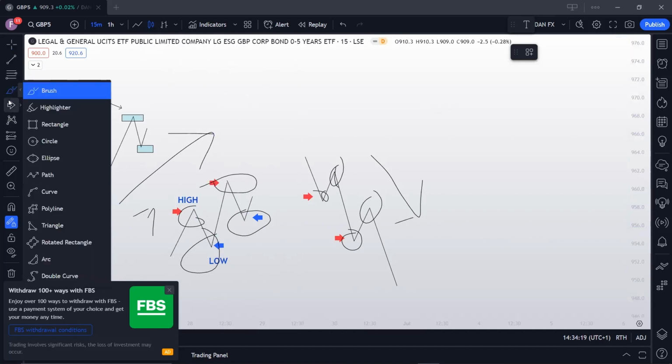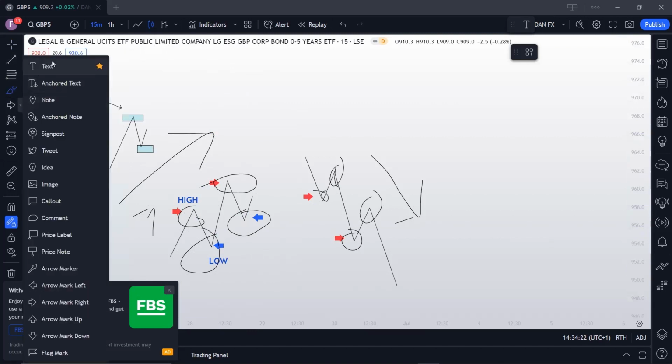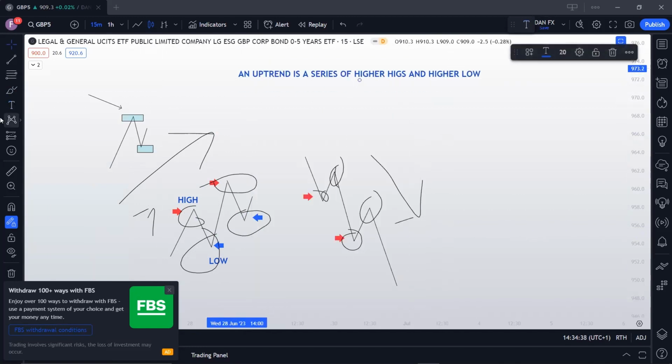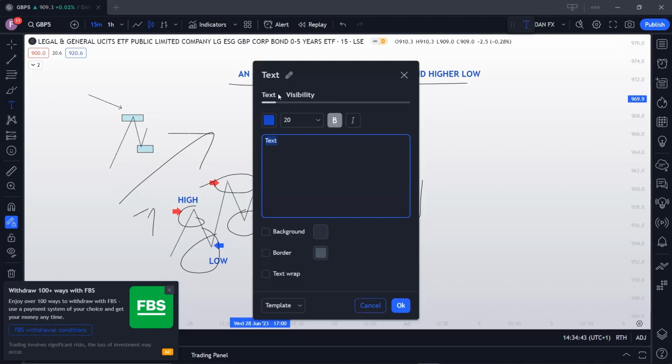All right, so just put this in your head. Let me type it down. An uptrend is a series of higher highs and higher lows. So this is the definition of an uptrend: higher highs and higher lows. And a downtrend is a combination of lower lows and lower highs. So a downtrend is a series of lower highs and lower lows.